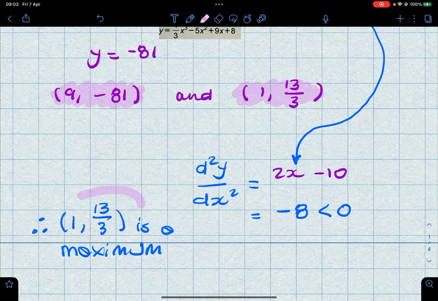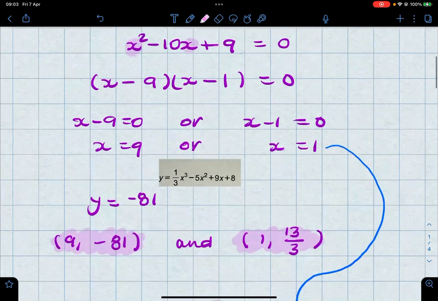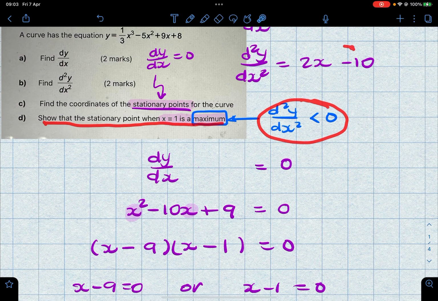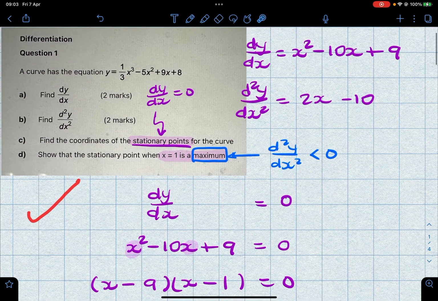Okay, so we can say it's a maximum because the second derivative is negative. So to show that the stationary point is a maximum, all you need to do is show that the second derivative when x equals 1 is actually negative. And that's it. That answers the question.